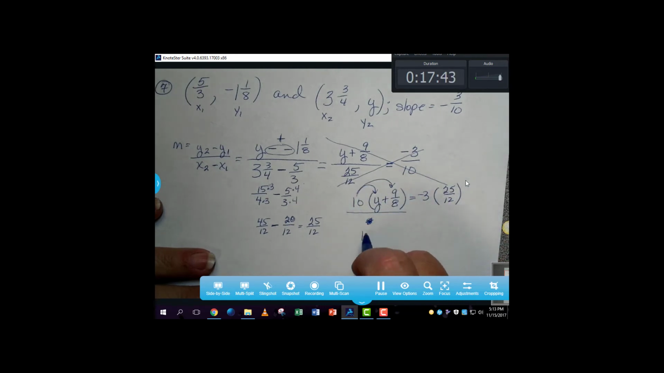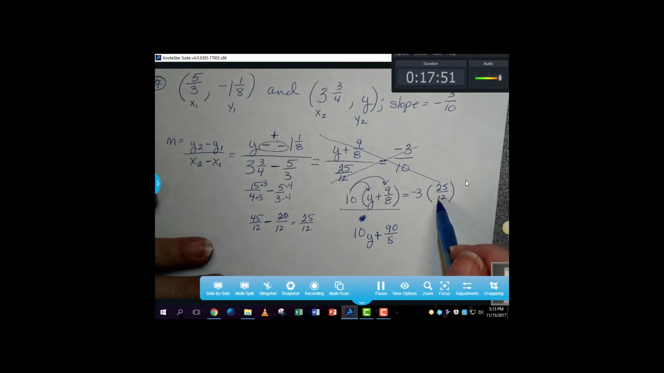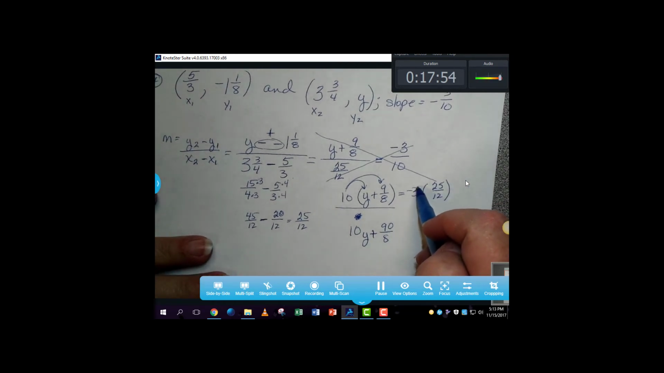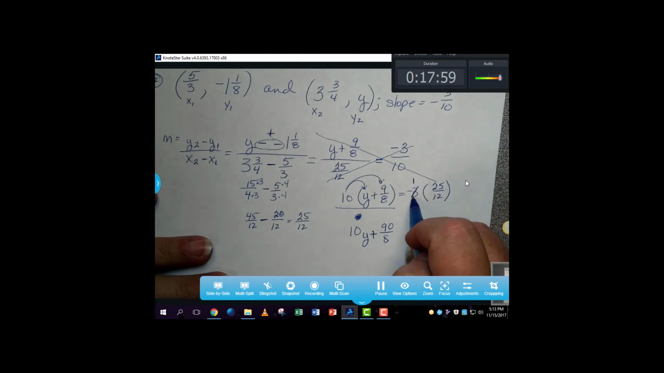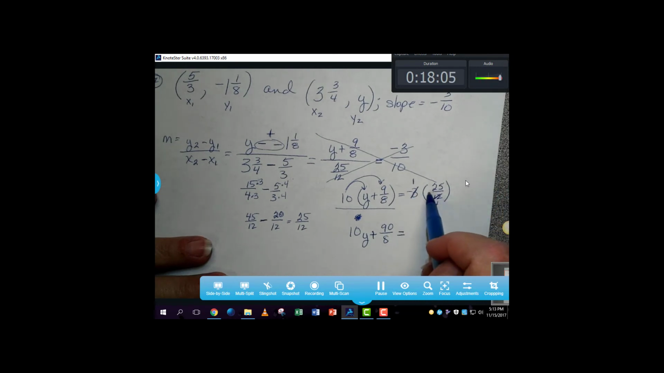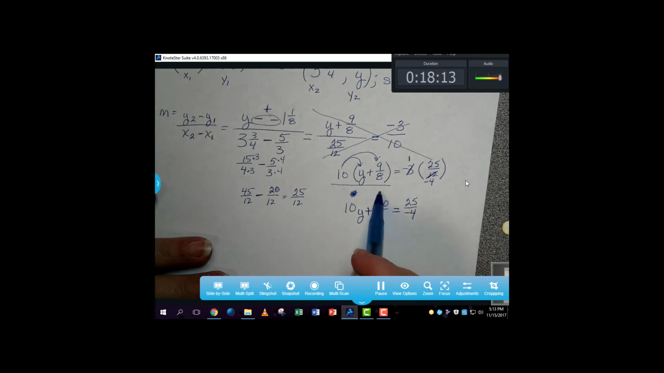So I'm going to have 10y plus 10 times 9/8 is going to be 90 over 8. Over here, I can do some simplifying before I multiply. Negative 3 goes into negative 3 one time. Negative 3 goes into 12 negative 4 times. So I'm going to have 1 times 25 over negative 4. Then I need to go ahead and subtract this from both sides. So I'm going to subtract 90/8 from both sides.